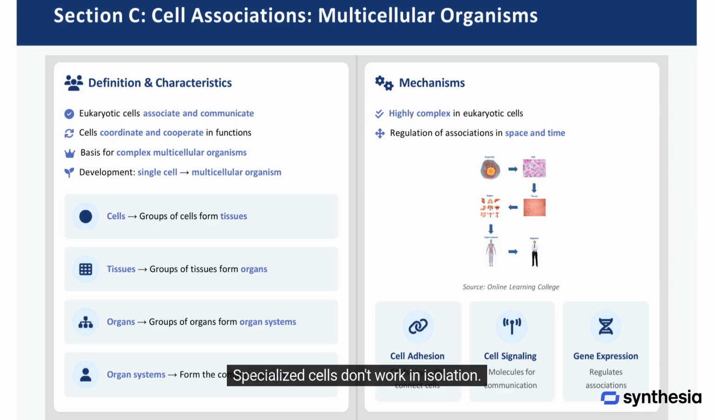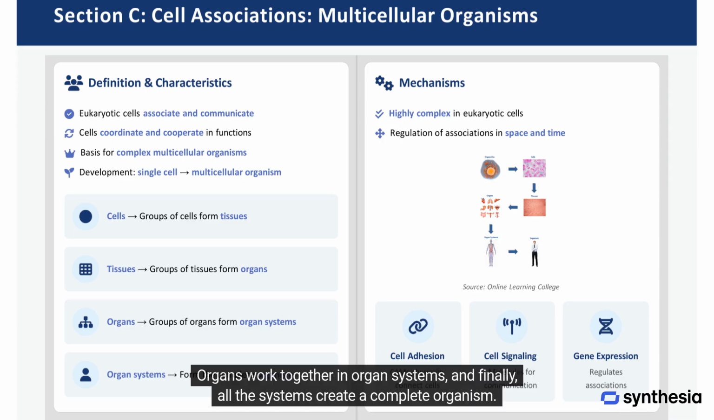Specialized cells don't work in isolation. They associate and communicate to build complex structures. This is the basis of multicellular life. Cells group together to form tissues. Tissues combine to form organs. Organs work together in organ systems, and finally, all the systems create a complete organism.